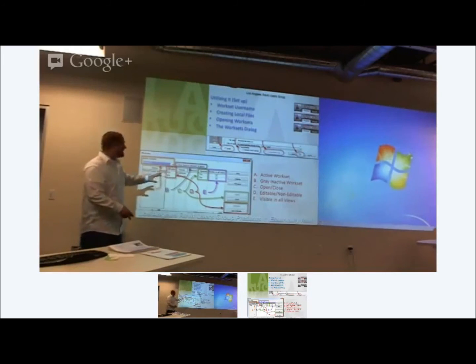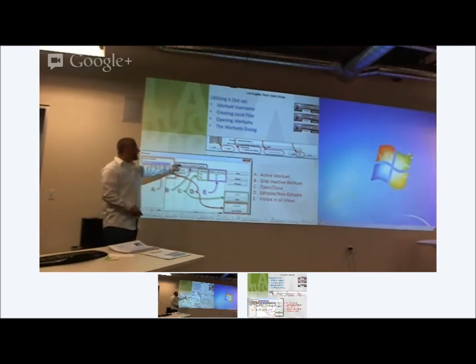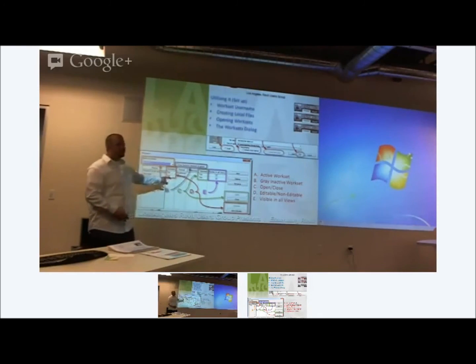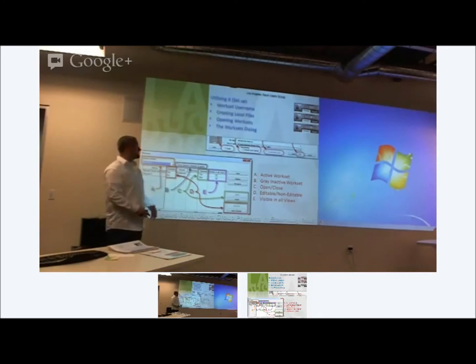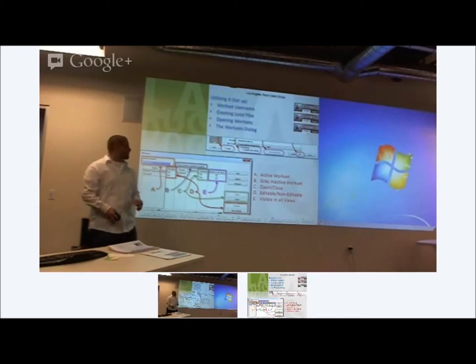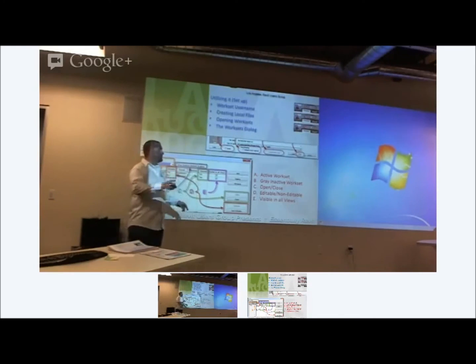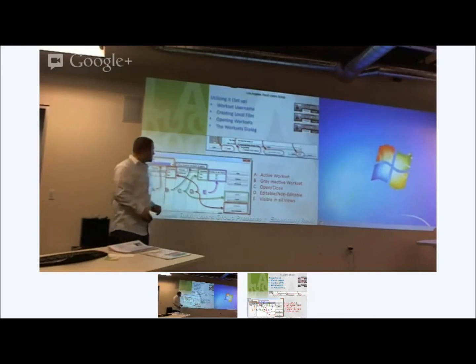Gray and active worksets, I'm going to talk about that in a little bit. It's important to know the difference between open and editable. Editable is where you're actually doing the work. Open, you're viewing the information and it's there. And I'm going to explain the difference between open and the visibility settings in a little bit.